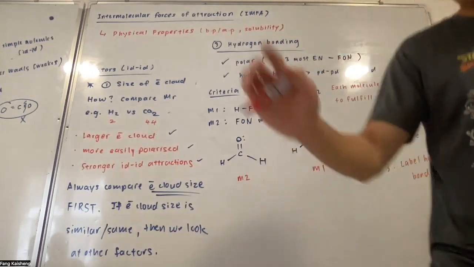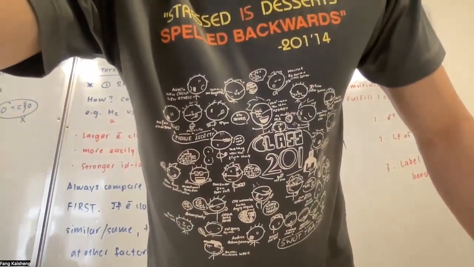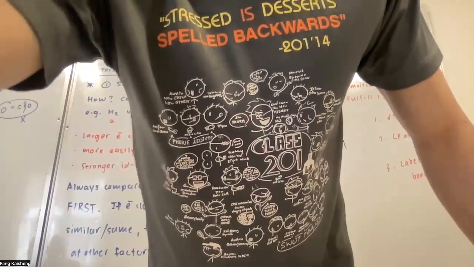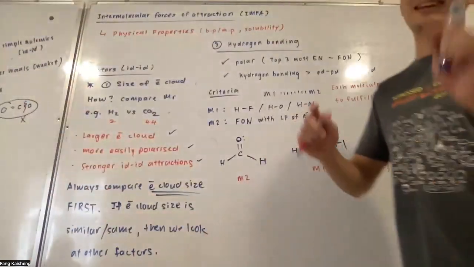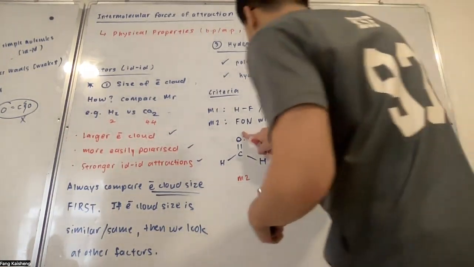Your partial charge here, it's not on H. It's on C. CO, it doesn't work. Maybe it's a careless mistake. Yeah, very careless. Anyways, I'm just drawing the diagram.